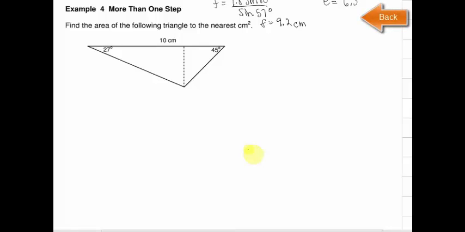Okay, so for example number 4, we're going to do more than one step. We are asked to find the area of this triangle to the nearest centimeter squared. And so we will first determine what kind of a triangle it is and whether we can use the sine law or not. Okay, so we are given an angle and then a side and an angle. So this is an angle side angle, which means that we can use the sine law. The only thing is we don't have the angle opposite our side 10, but we can easily get that.